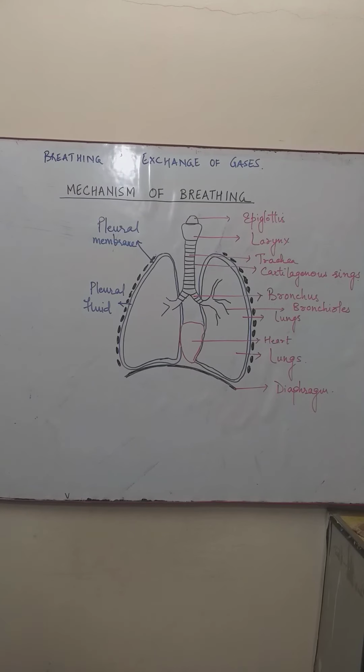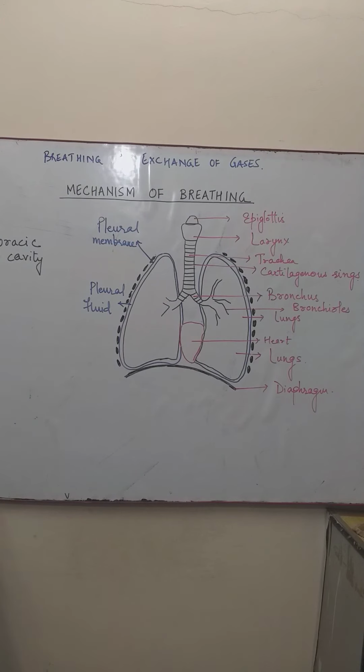To understand the mechanism of breathing, we have to understand first how the respiratory organ, that is the lungs, are placed within the thoracic cavity so as to achieve the main aim of taking in and releasing out the gases. So let us try and understand that first. The lungs are placed in the thoracic cavity. Thoracic cavity is the portion which is above the abdomen.